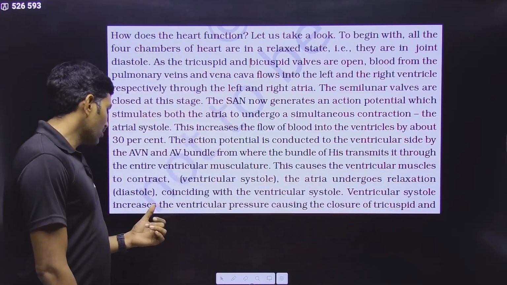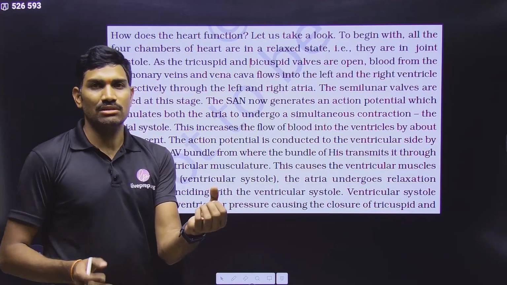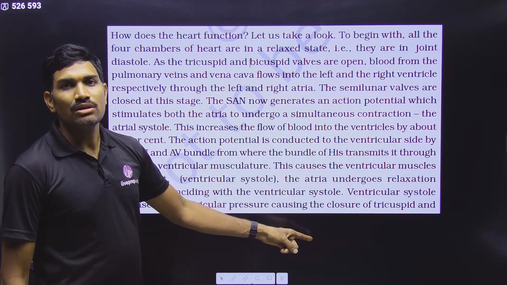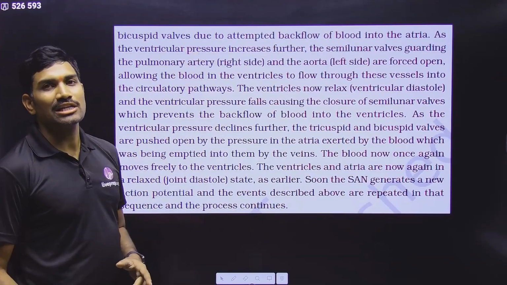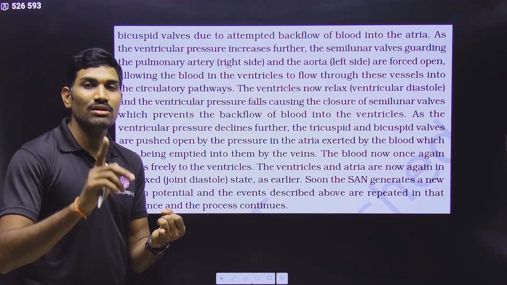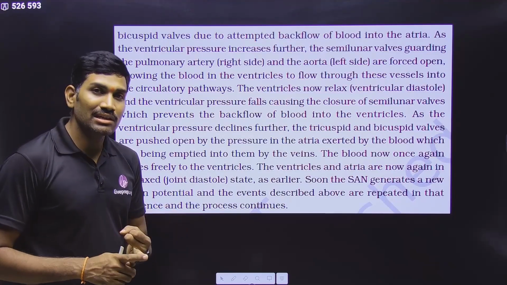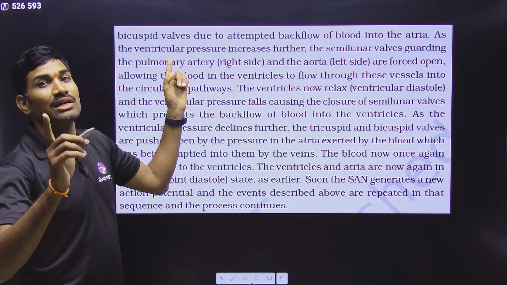Next one, ventricular systole increases ventricular pressure. Since the volume is decreasing, pressure will be increased. So increasing the pressure causes the closure of tricuspid and bicuspid valves. So that means during atrial systole, during joint diastole, cuspid valves are open. They are getting closed during ventricular systole.